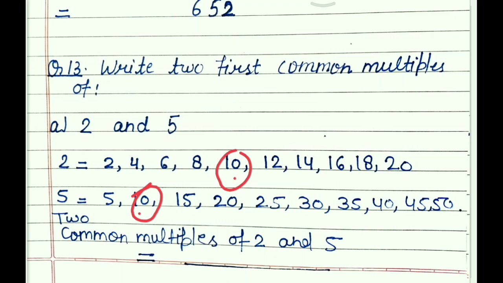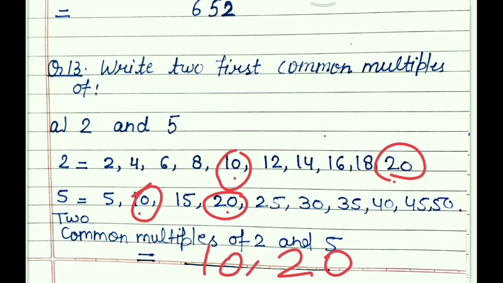What is the second common multiple? Here is 20, here also 20, so the second common multiple is 20. So the answer will be: the two common multiples of 2 and 5 are 10 and 20. Okay, is that clear? After that, question number 13b. Similarly, you can do the 13b part also, that will be your homework. Okay, I will give that question for your homework.